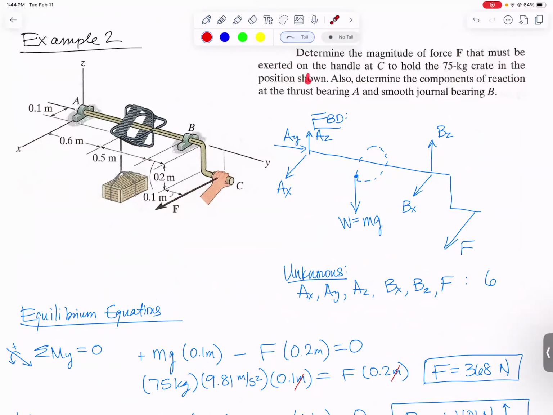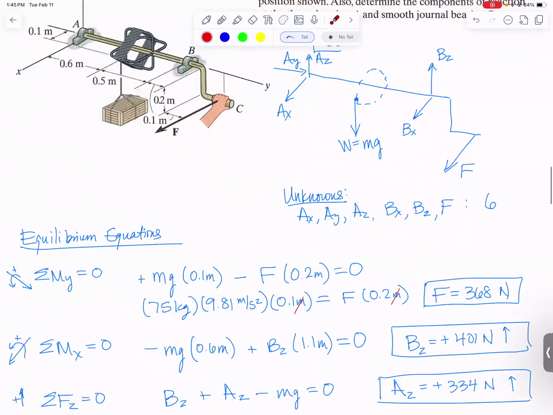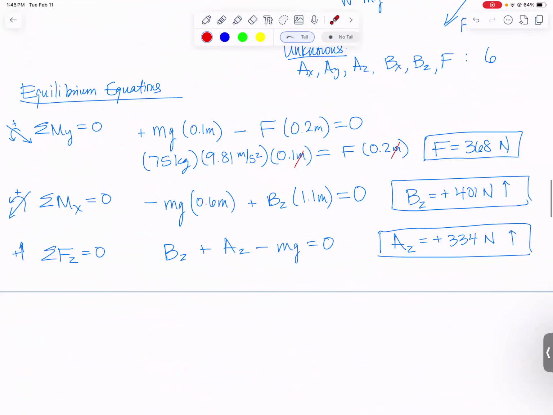If we sum moments about the Z-axis right here, that's the axis we haven't summed about yet. I still want to go back through A. Even though I've solved for a couple of these forces at A now, I still want to go back to point A because it has the most things going on. For the Z-axis, the forces at A cause no moment. The weight and BZ are parallel to the Z-axis. So the only two forces that will cause moments are BX that way and F the same way. Both of them actually happen to cause negative moments about the Z-axis using our sign convention.